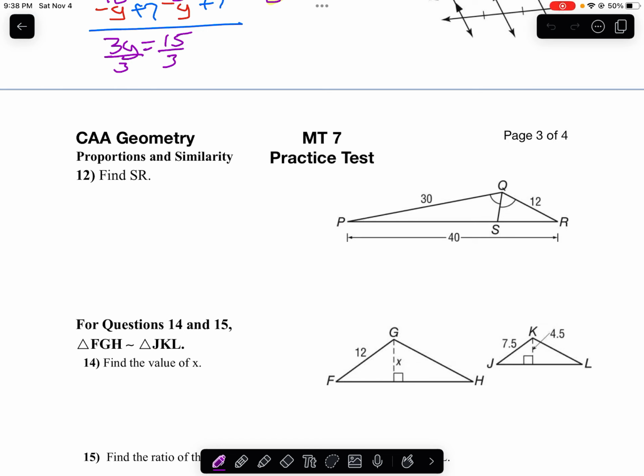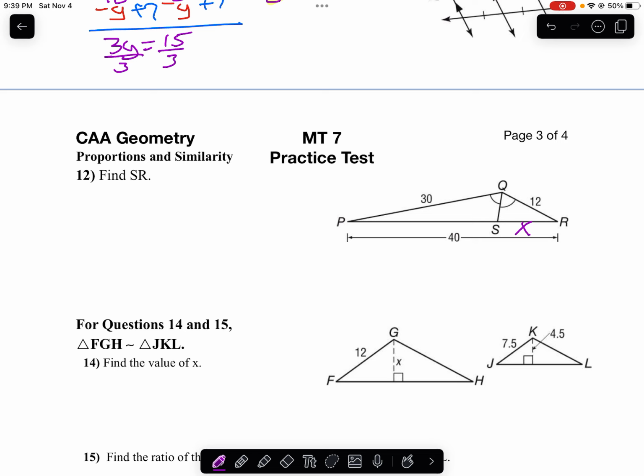Hello, let's take a look at page 3 of your practice test. On question number 12, we want to find S to R. Notice it's an angle bisector, so we're going to apply the angle bisector theorem. This is kind of like the problems you did on Alex.